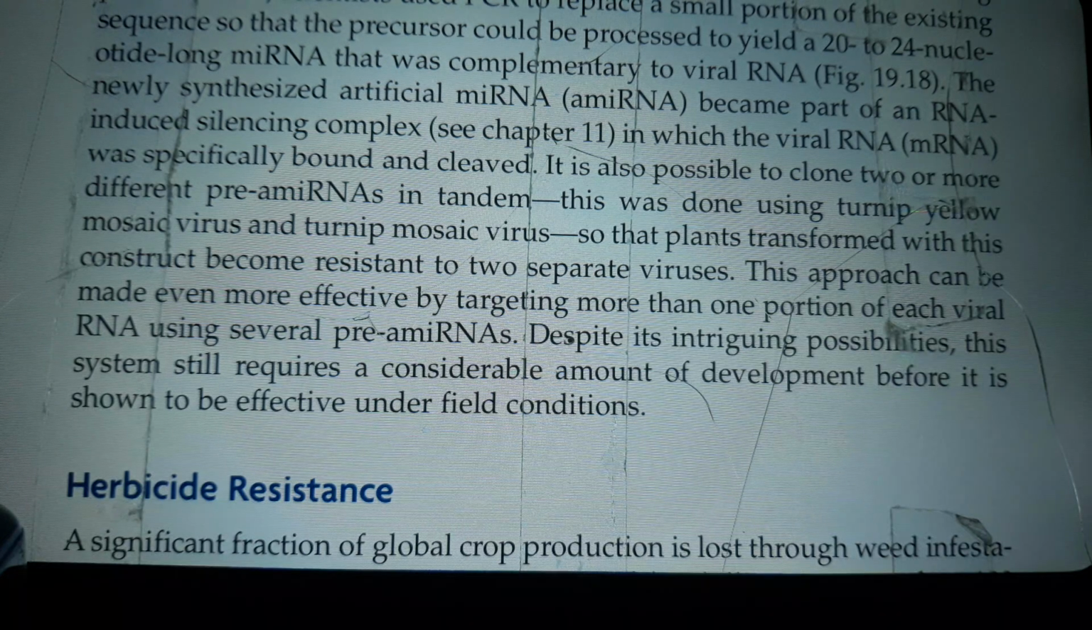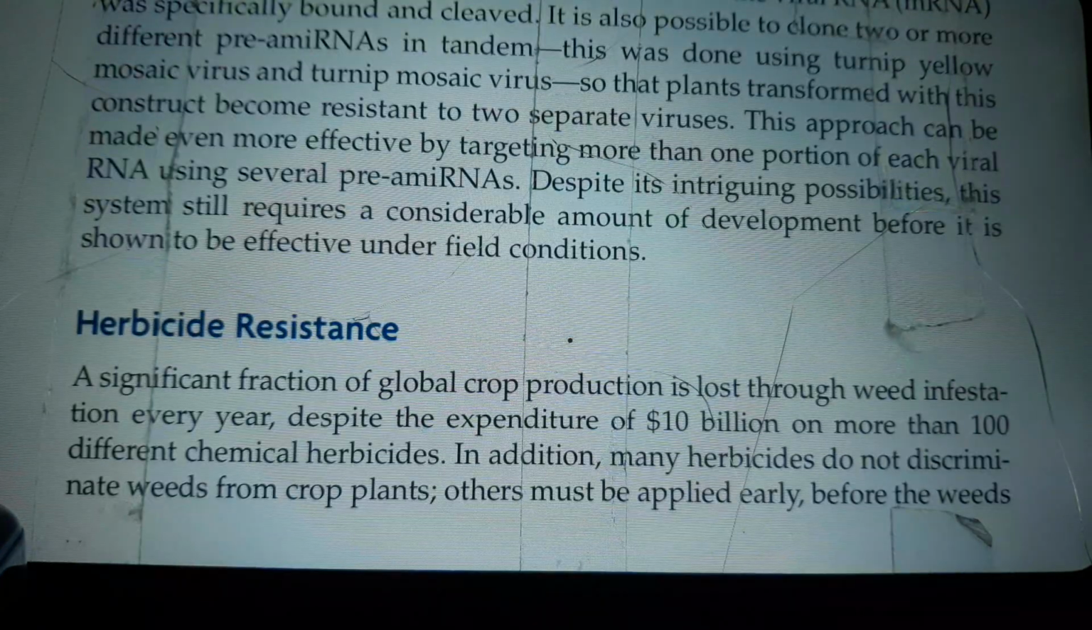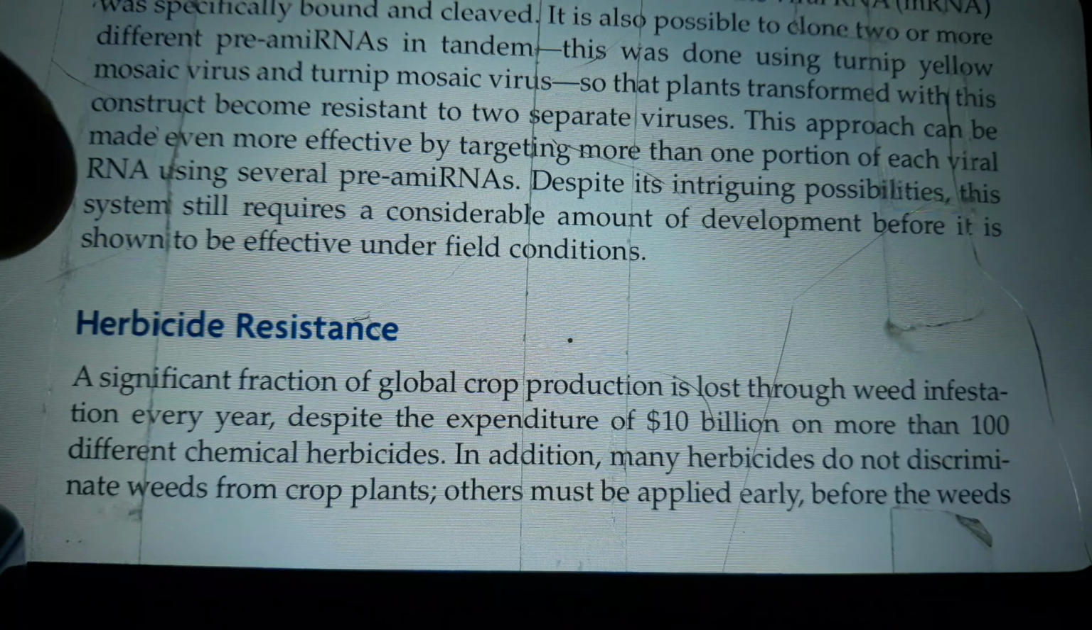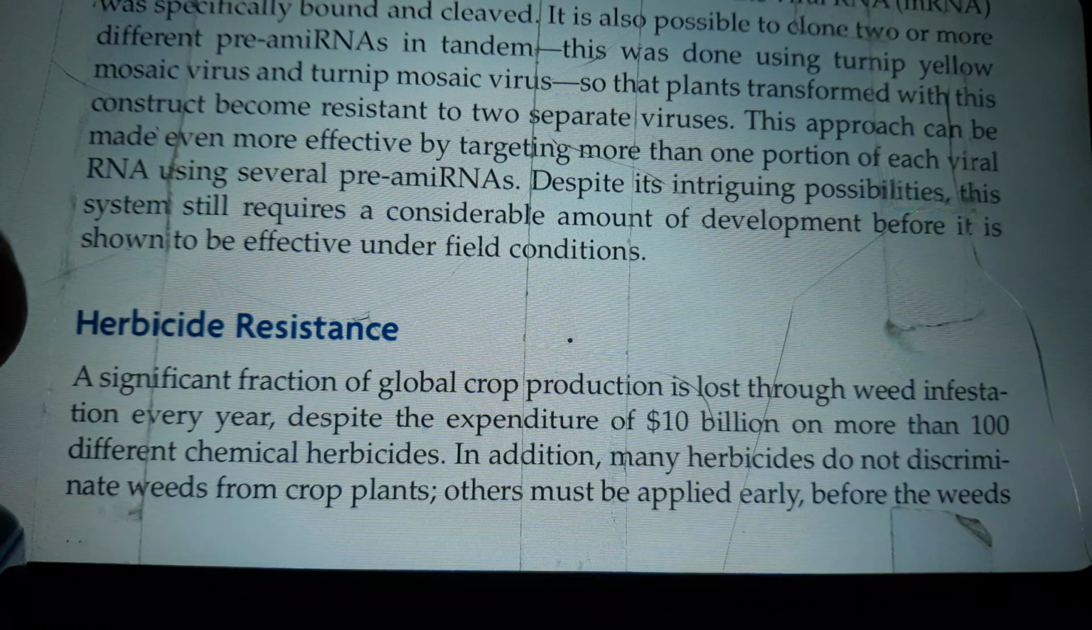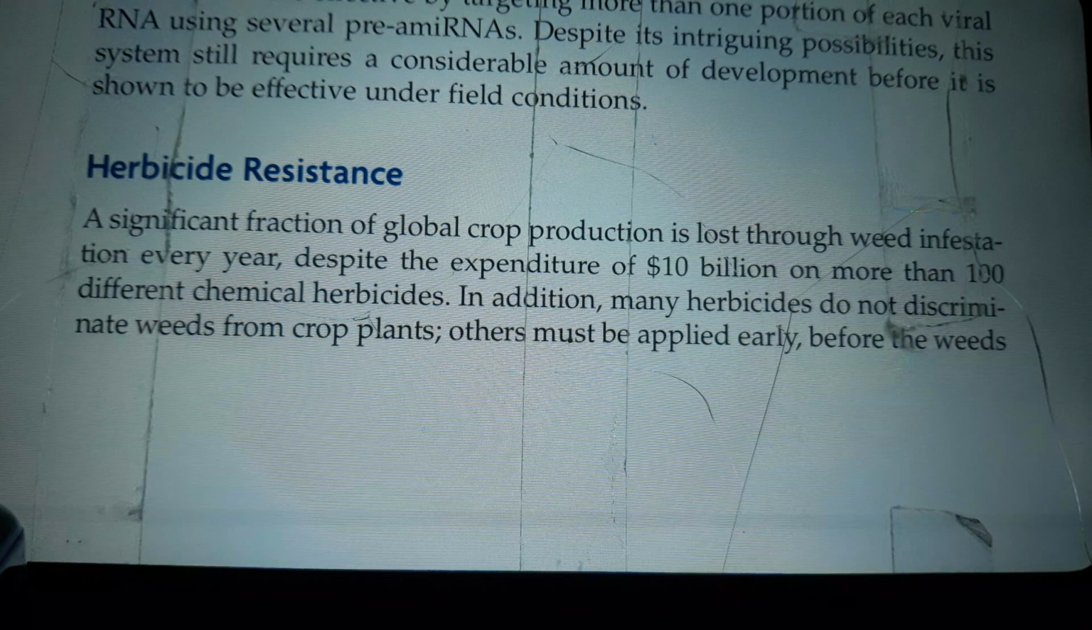It is also possible to clone two or more different pre-miRNAs in tandem. This was done using turnip yellow mosaic virus and the turnip mosaic virus, so that plants transformed with this construct become resistant to two separate viruses. This approach can be made even more effective by targeting more than one portion of each viral RNA using several pre-miRNAs. Despite its intriguing possibilities, the system still requires a considerable amount of development before it is shown to be effective under field conditions. Herbicide resistance.